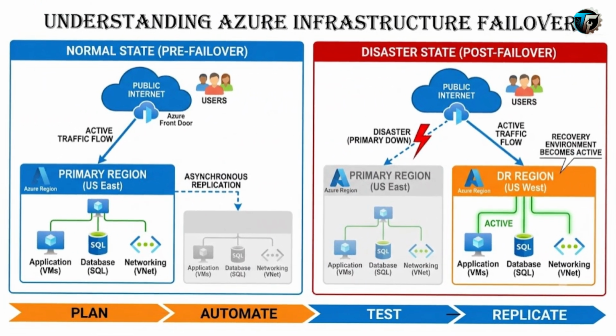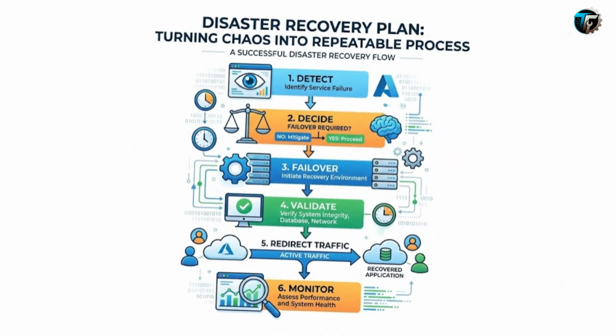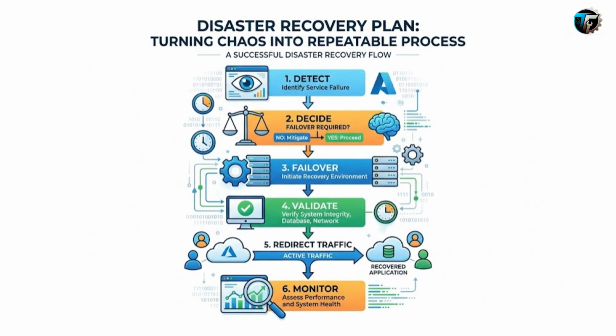During normal operation, users access the primary environment. If a disaster occurs, we initiate a failover. The recovery environment becomes the active environment. Traffic is then redirected toward the recovered application. The exact traffic routing mechanism depends on the overall architecture. The important point is that failover should be planned, automated where appropriate, and tested regularly. Disaster recovery isn't simply pressing a failover button.